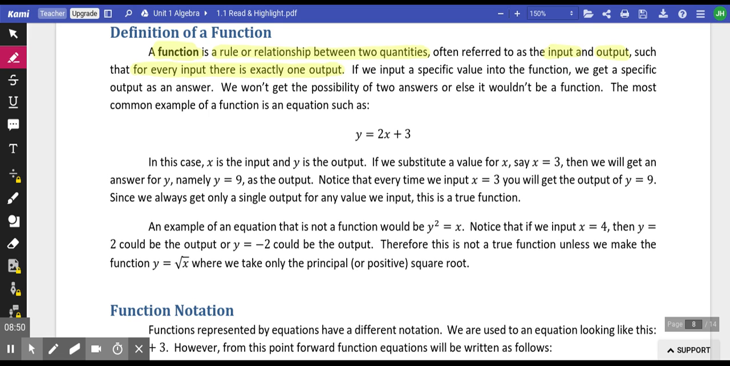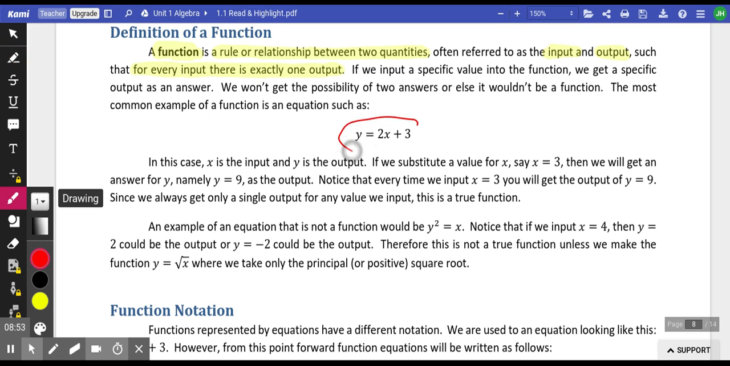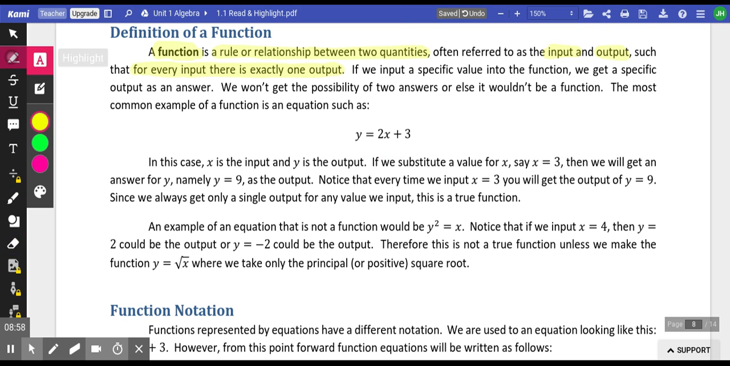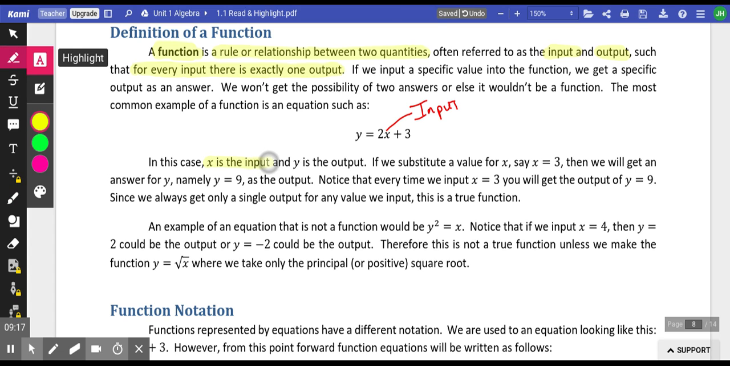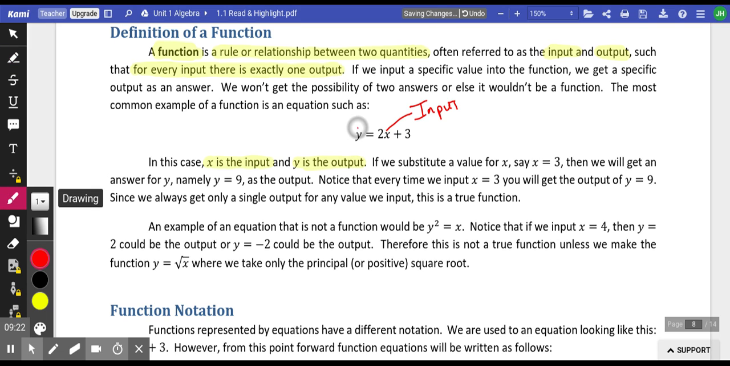So we have this equation, y equals 2x plus 3. That's the one that we're looking at right now. In this case, x is the input. I'm not really highlighting here, but this is the input. The x is the input. It's what it just told me right here. X is the input. Y is the output. So y is the output.